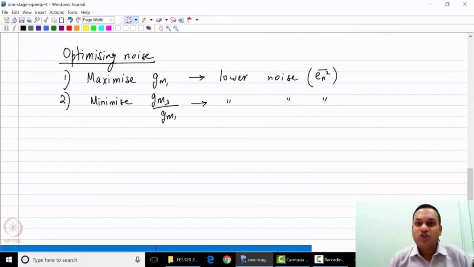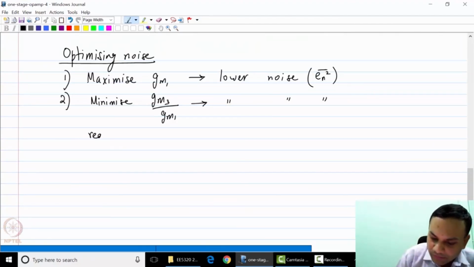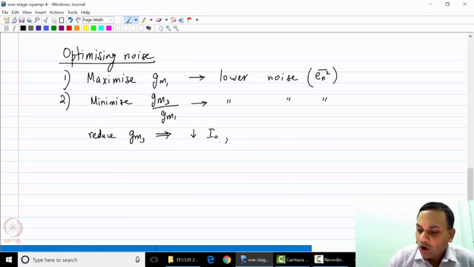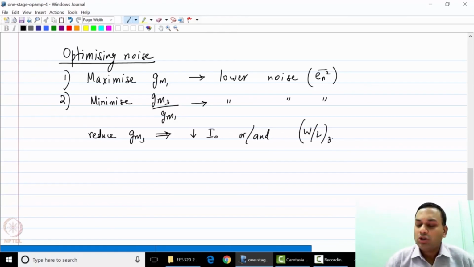Now, how do you reduce GM3? It turns out that to reduce GM3, you need to reduce either I0 or the width to length ratio of 3 and 4. I0 is of course the bias current of 3 and 4.